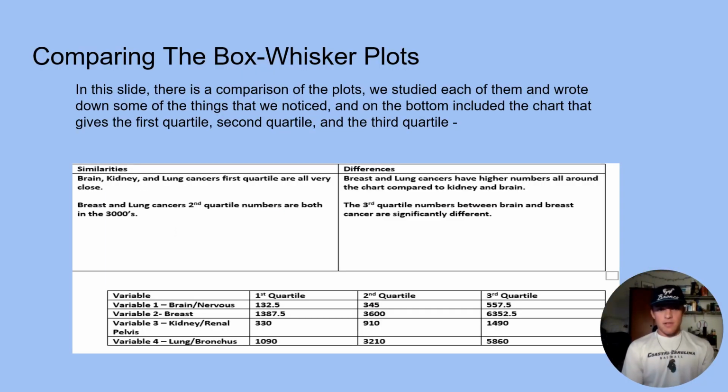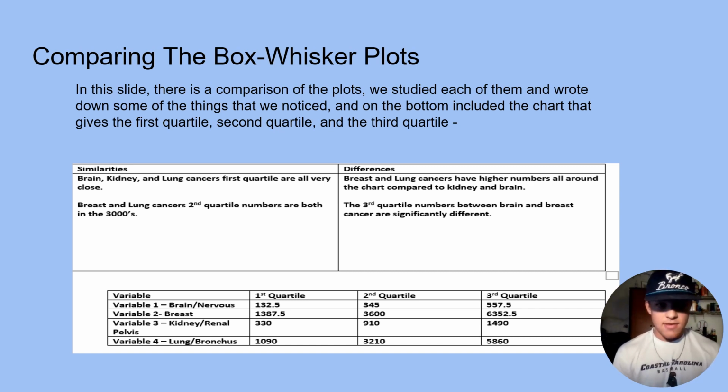So when we compared the box and whisker plots, we found similarities and differences. We studied them and broke them down to see things that we noticed. And then on the bottom of this slide, it shows the first quartile, the second quartile, and the third quartile for each variety that we chose.